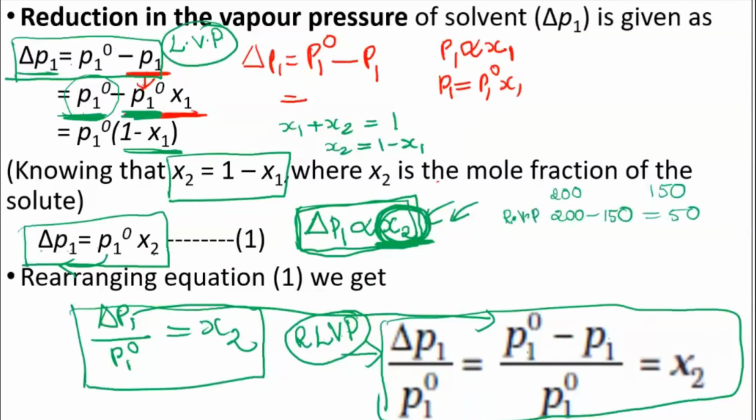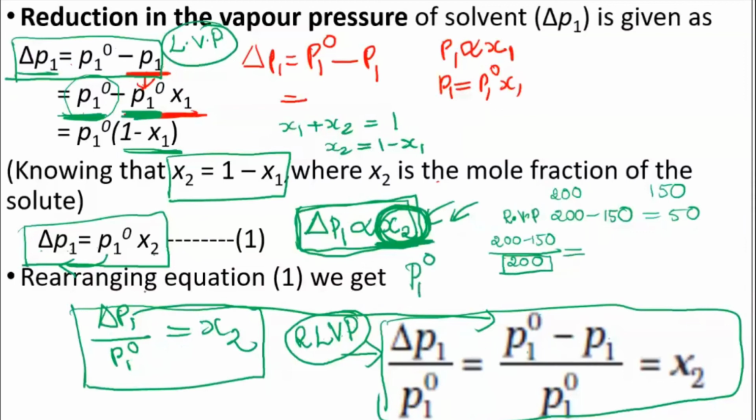Then how did we calculate, with respect to the solvent, how much reduction has happened? What I did that time, 200 minus 150, or you can directly write 50 divided by 200, correct? So when you divide by the vapor pressure of the solvent, you will get the reduction with respect to the solvent. So to calculate with respect to solvent, I need to divide. And what is the vapor pressure of the solvent? P1 naught. So I divided throughout by P1 naught.